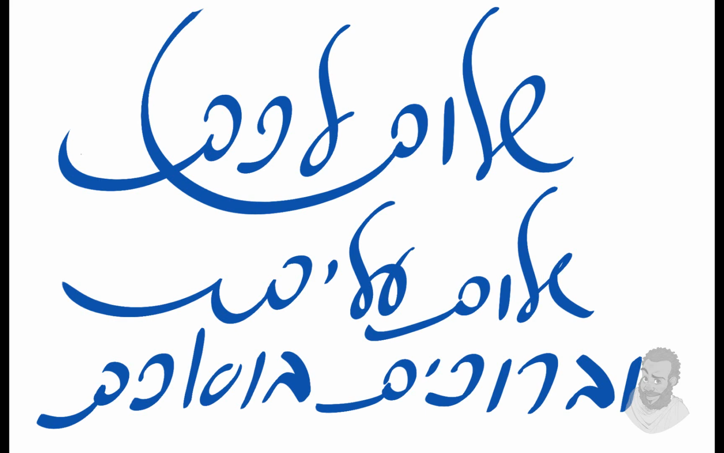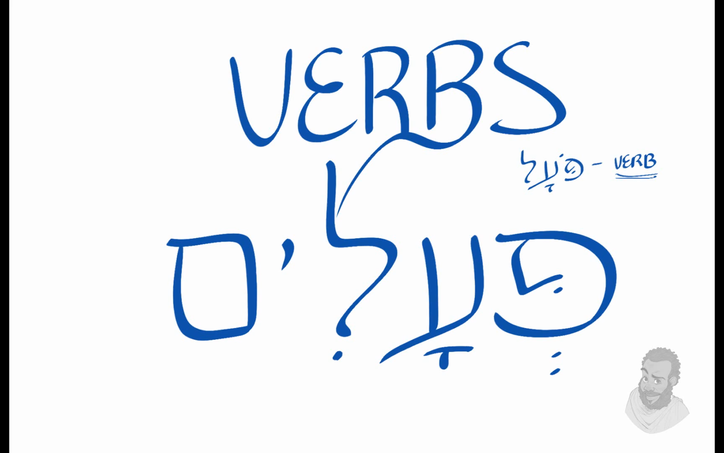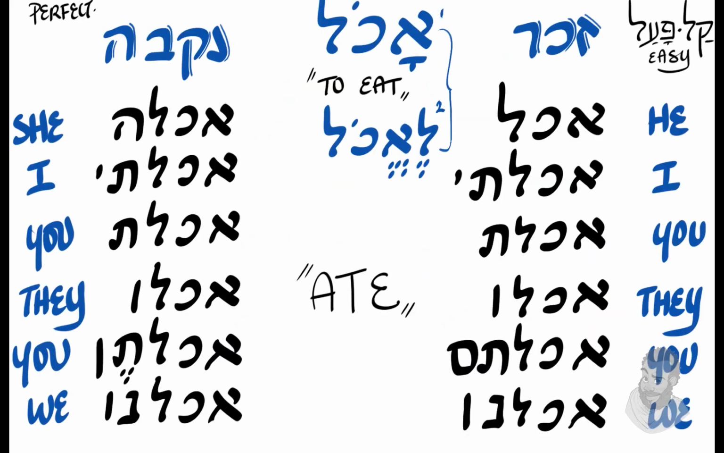Within this video, I'll be talking about verbs, also known as pe'olim. Pe'olim, okay? Verb, singular, po'al, okay? Plural, pe'olim. There are a few key points that you should know about verbs.